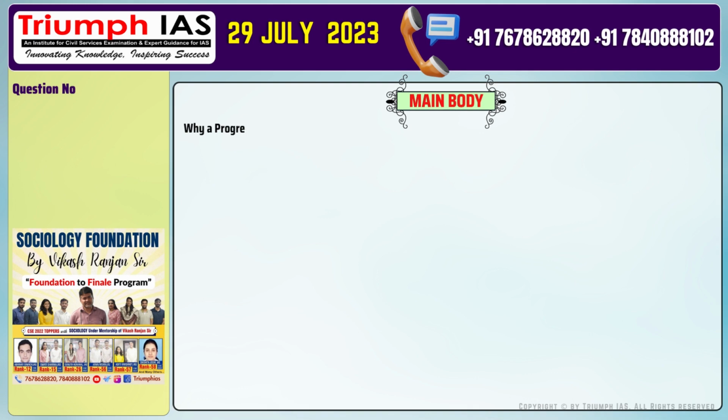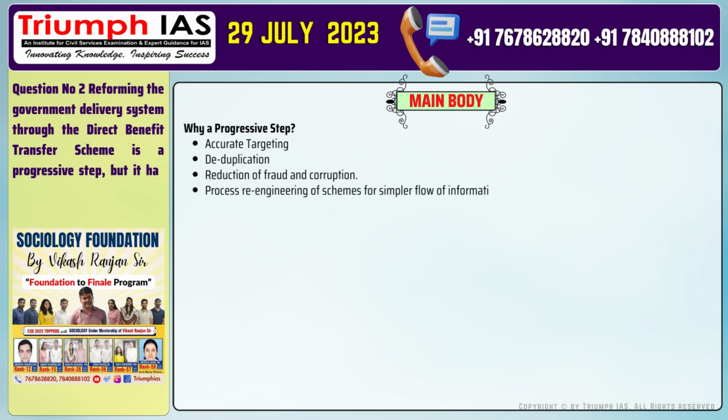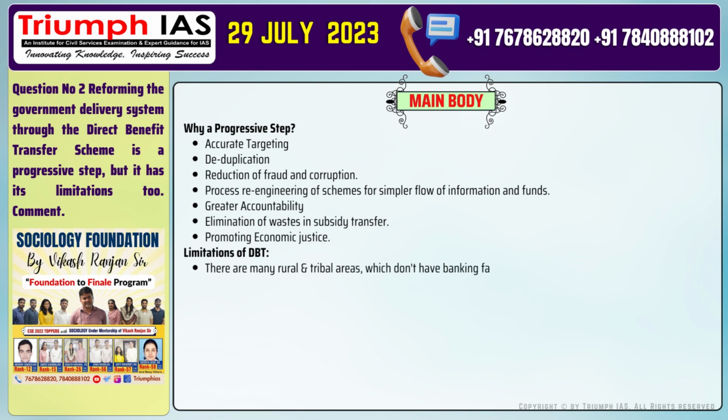The main body of the answer should be: why a progressive step? Number 1. Accurate targeting. Number 2. Deduplication. Number 3. Reduction of fraud and corruption. Number 4. Process re-engineering of schemes for simpler flow of information and funds. Number 5. Greater accountability. Number 6. Elimination of wastes in subsidy transfer. Number 7. Promoting economic justice.